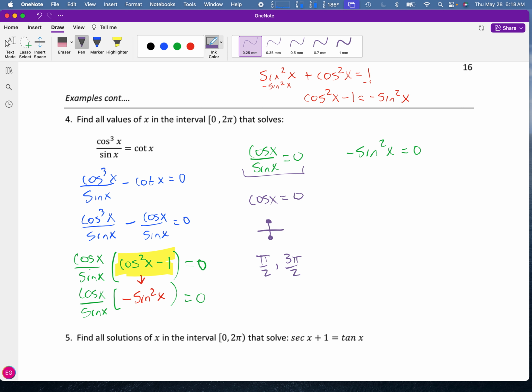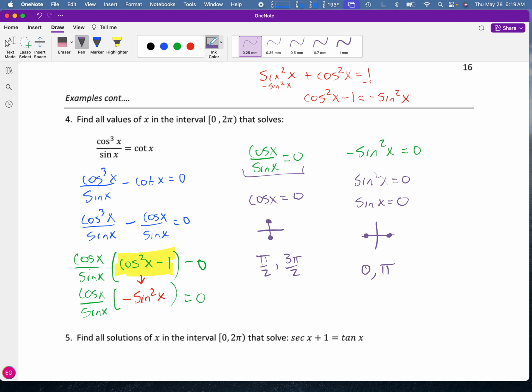For this one over here, I'm going to do the same exact idea. So I'm going to first divide by -1. That's going to give me sine squared x equals 0. Then I'm going to square root, which gives me sine x equals plus or minus 0, aka just 0. And then I can solve and say, okay, sine is the y values. Y values are going to equal 0 at 0 and pi.